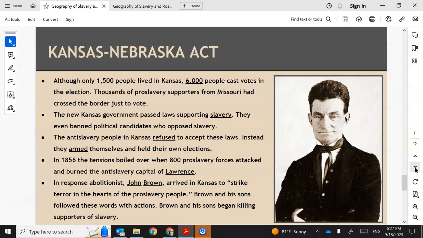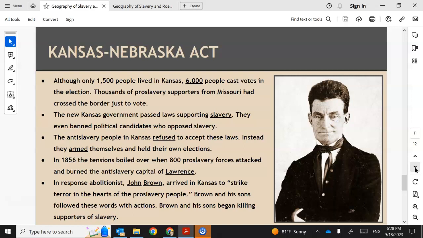So anyway, the Missouri people swung the vote, and the new Kansas government passed laws supporting slavery, and they banned political candidates who oppose slavery. We all know that violates free speech, but hey. The anti-slavery people in Kansas refused to accept it and armed themselves, so they all went and got weapons and held their own elections. And tensions were going to boil over. 800 people who were pro-slavery burned the anti-slavery, the second government, capital of Lawrence, Kansas.